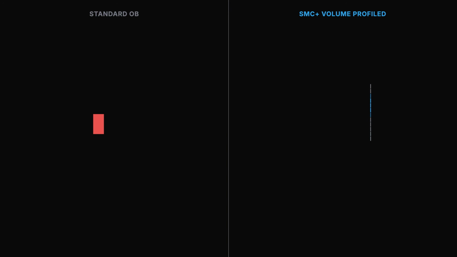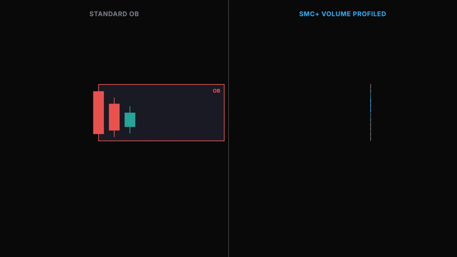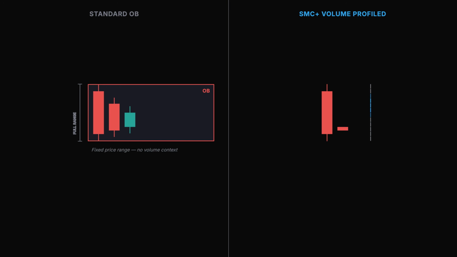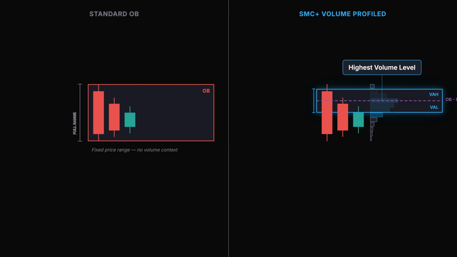Standard SMC indicators draw order blocks as fixed price range boxes. SMC Plus builds a volume profile across the candles that form each block and narrows the displayed zone to the value area high and value area low, the range where the majority of volume traded during that block's formation.